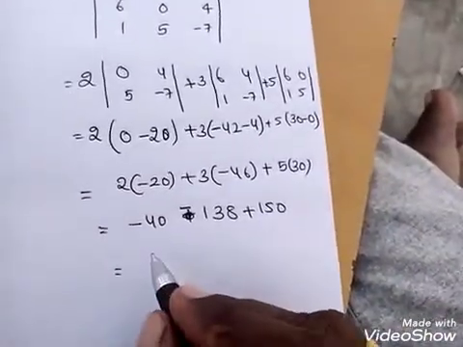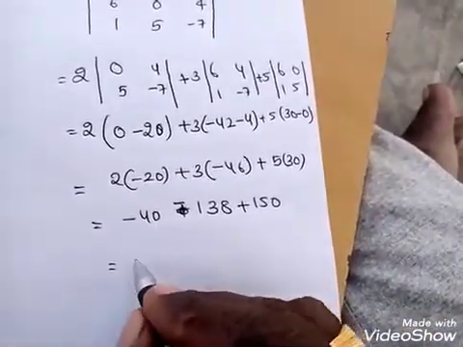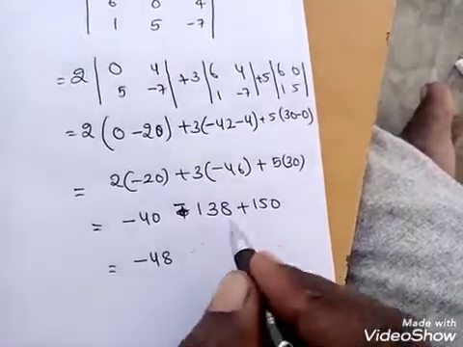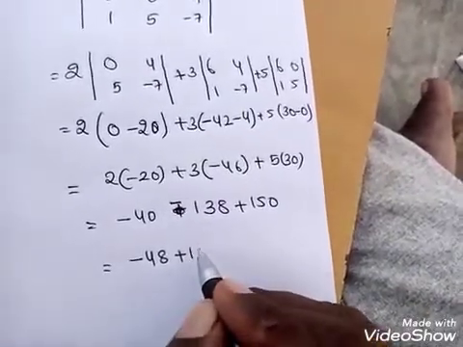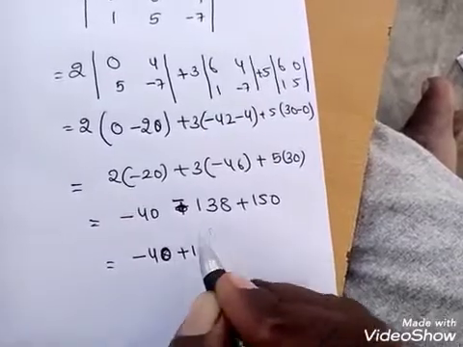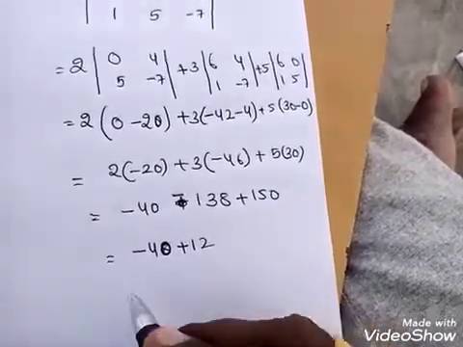Now here what are you going to get? Observe, this is minus 48 and the difference is plus 12. This is minus 40 plus 12. Now finally, what did you get?